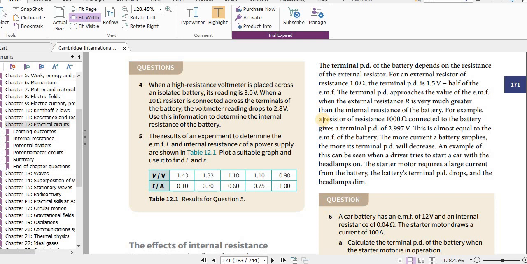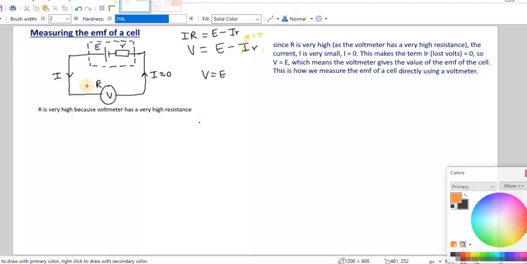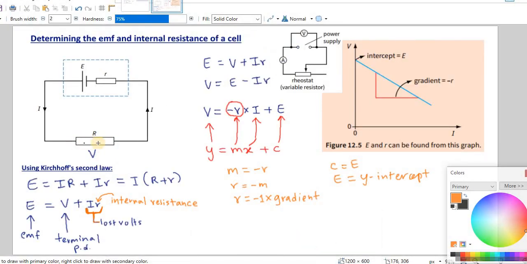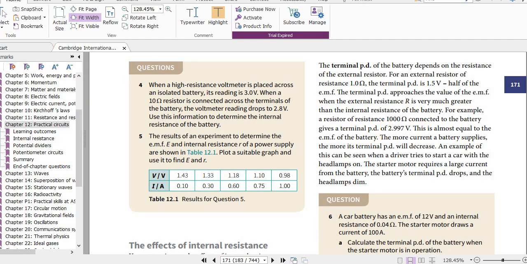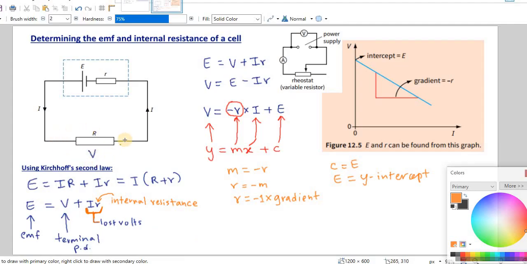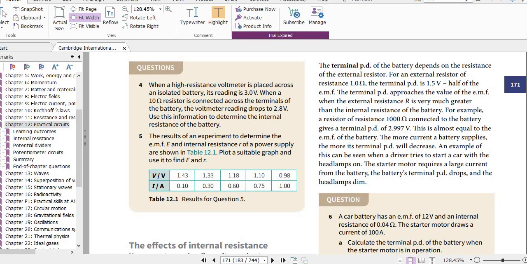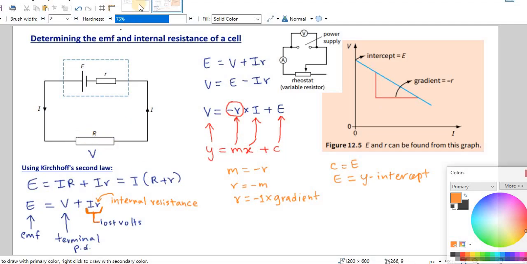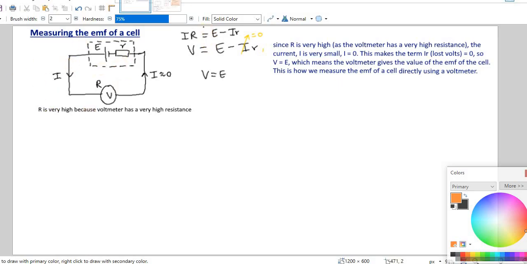For example, a resistor of resistance 1000 ohms connected to the battery gives a terminal potential difference of 2.997 volts. That means this is 3 volts, this is 1 ohm, and let's say this has a very high resistance of about 1000 ohms, then the terminal potential difference here will be 2.997, which is approximately 3 volts. So this is how we can explain this in that way also.